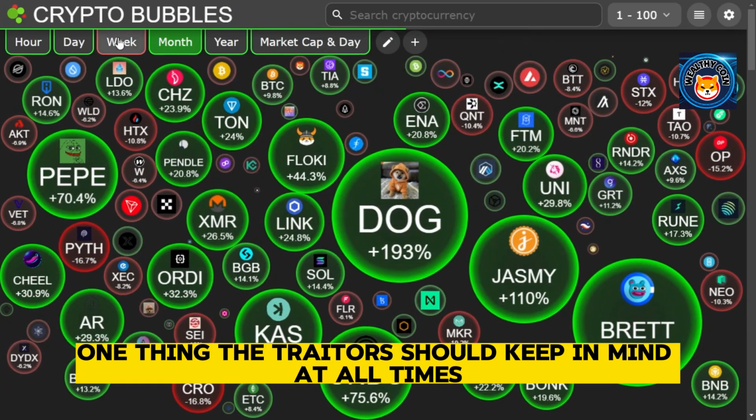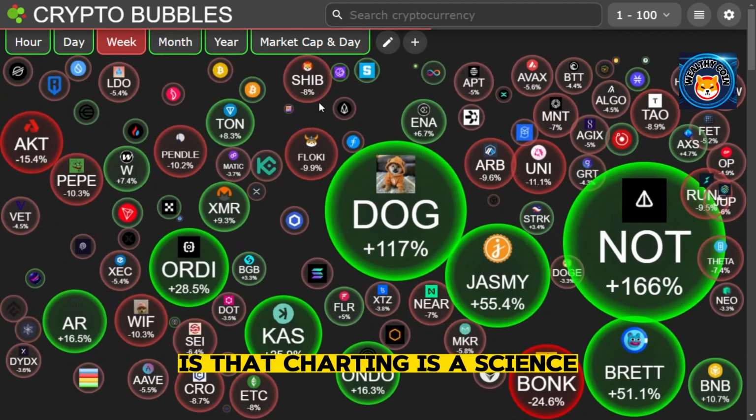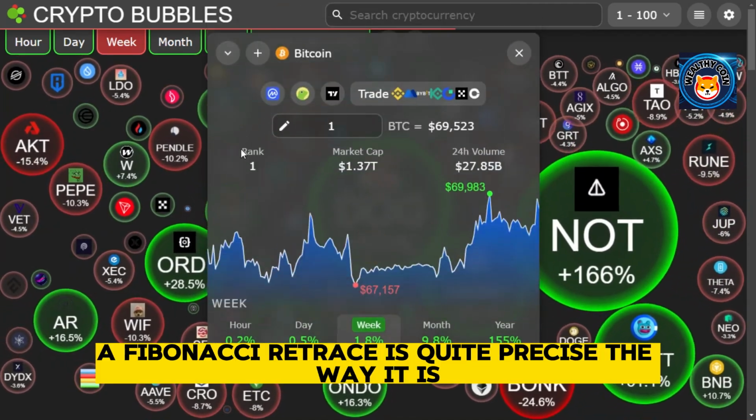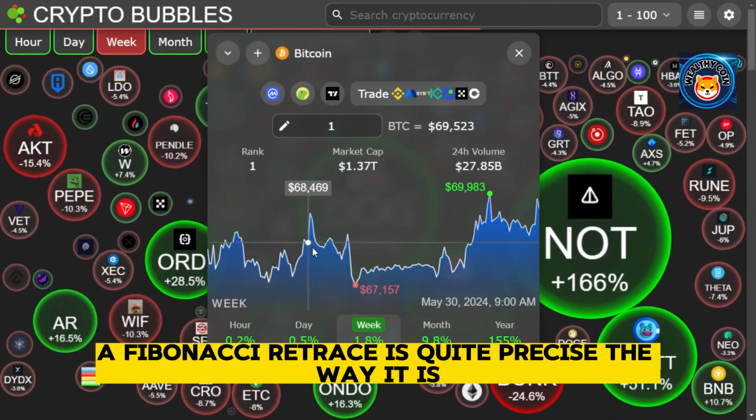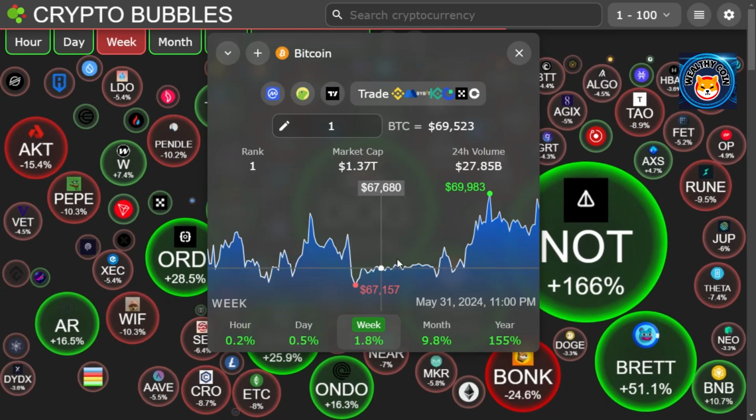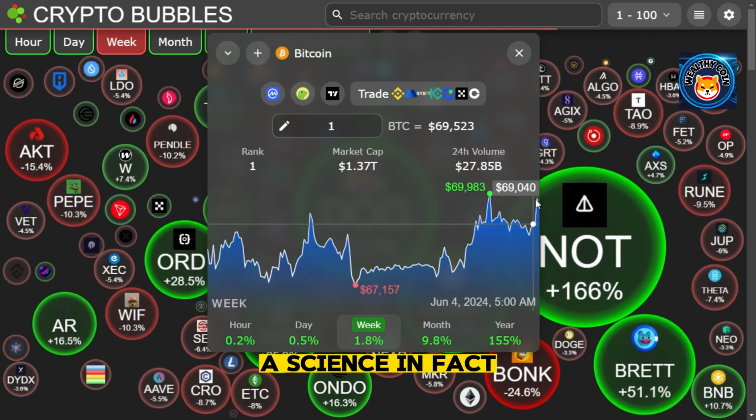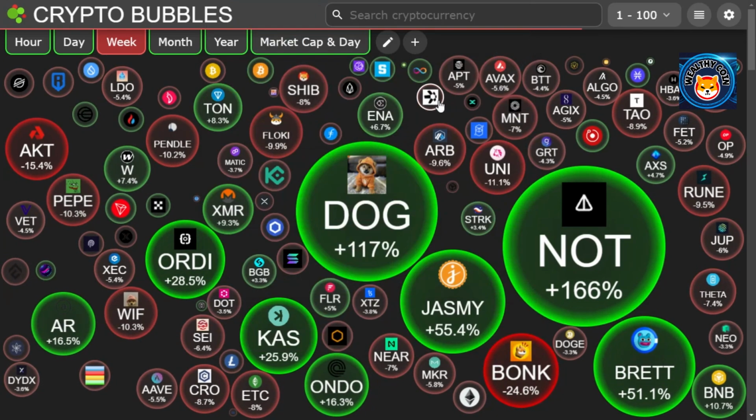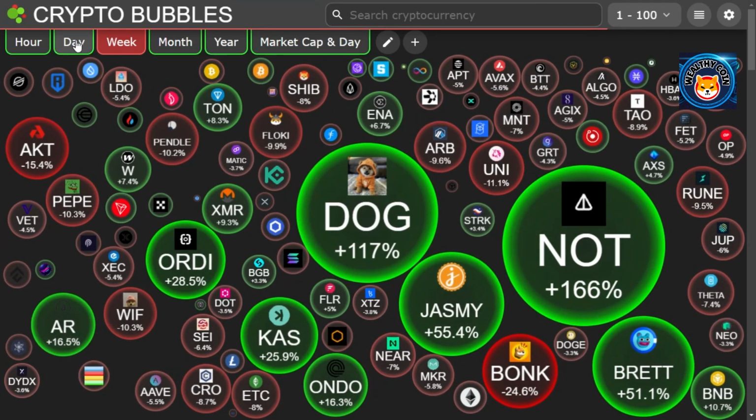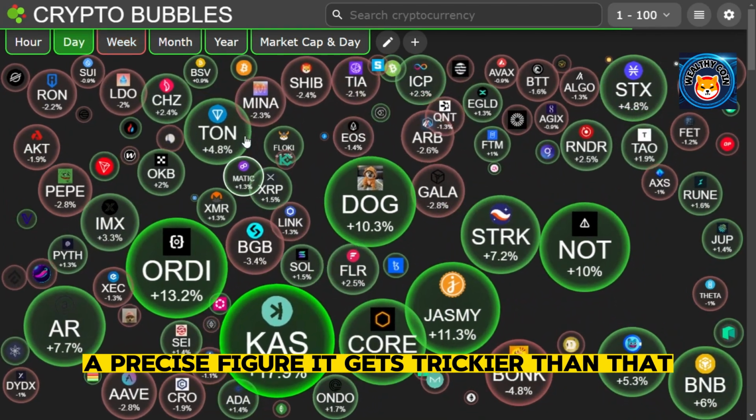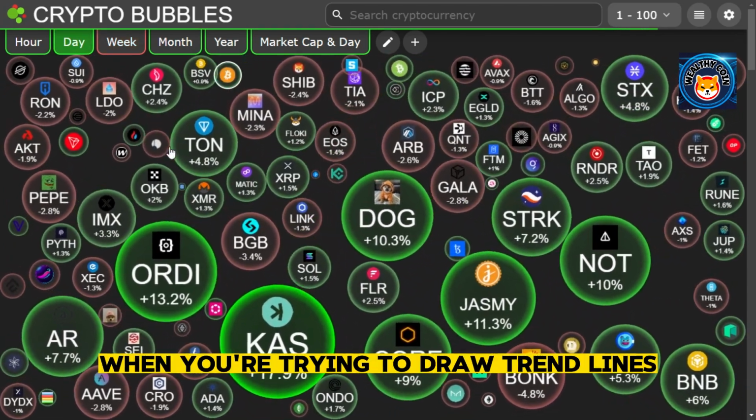One thing that traders should keep in mind at all times is that charting is a science to some extent. As an example, a Fibonacci retrace is quite precise. A Fibonacci retracement and a high to low pivot are all you need. A science, in fact? It's a precise figure. It gets trickier than that when you're trying to draw trend lines.